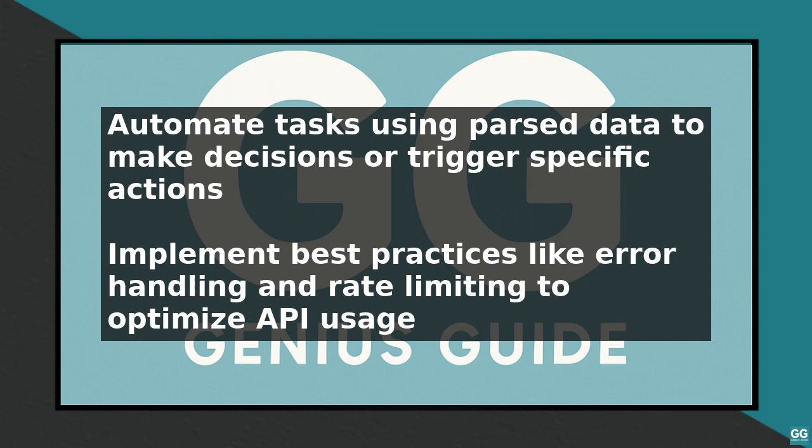In conclusion, using the Debank API for automation involves obtaining an API key, choosing a programming language, sending API requests, parsing the response data, and using this data to automate tasks. By following these steps and best practices, you can unlock the full potential of the Debank API and automate complex crypto management tasks with ease.